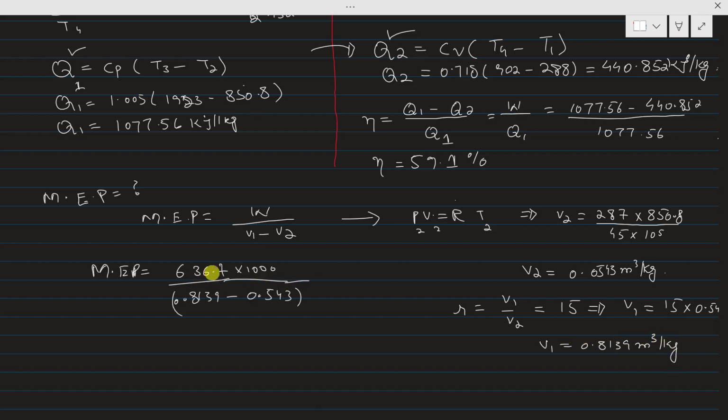To convert this whole value into bar, divide it by 10 to the power 5 to find the mean effective pressure in terms of bar. And after simplification, you will get its value, that is 8.38 bar. So this is the final answer of this problem.